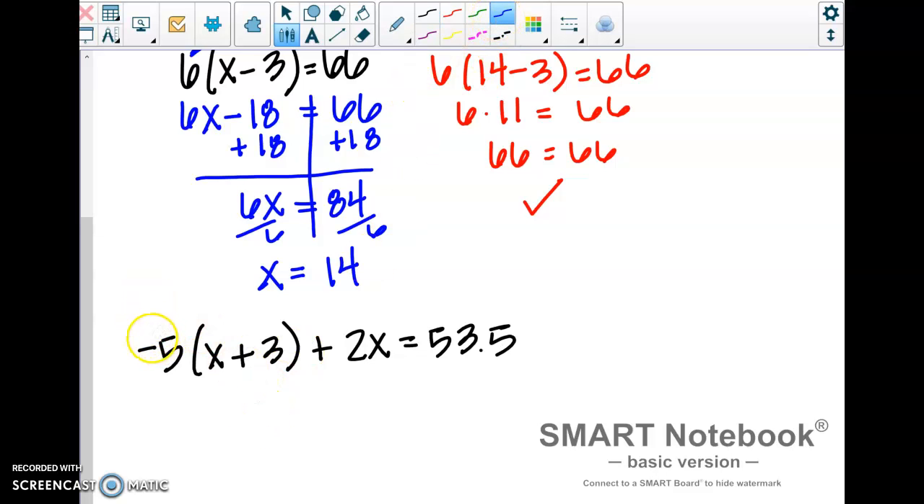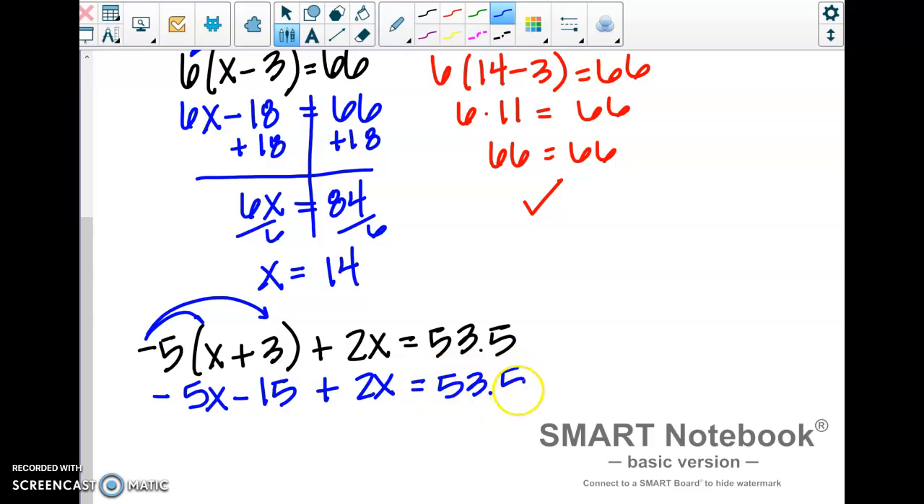Okay, step 1 is to distribute. I would distribute the negative 5 to everything inside the parentheses. So negative 5 times x is negative 5x. Negative 5 times 3, I know this is where some of you get stuck because of those negatives, but negative 5 times 3 is negative 15. And then we have the plus 2x equals 53.5.